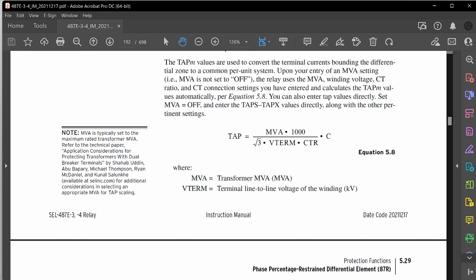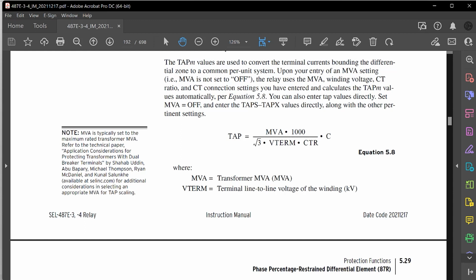So this is basically an equation that is going to allow us to have an equivalent per unit system on the high side and the low side of the transformer. So the goal here is to develop some quantity by which we can scale the current readings on both the high side and the low side of the transformer that's going to equal 1 per unit for our differential element.